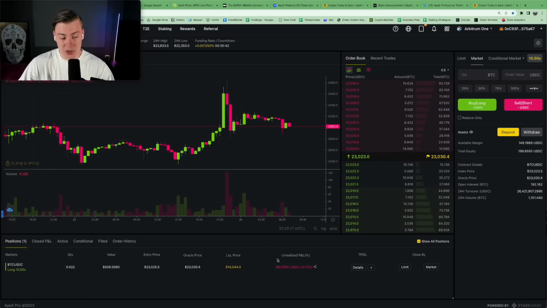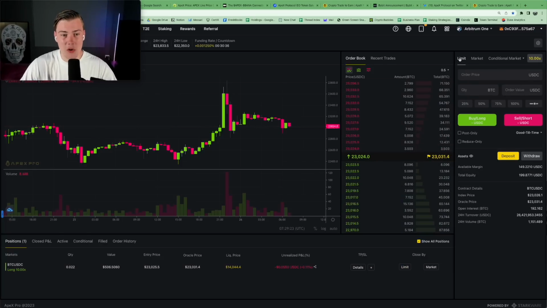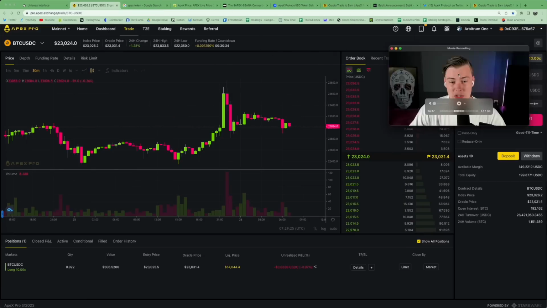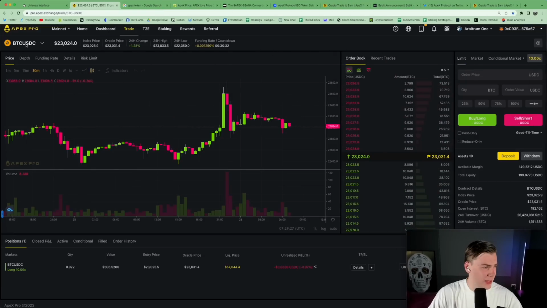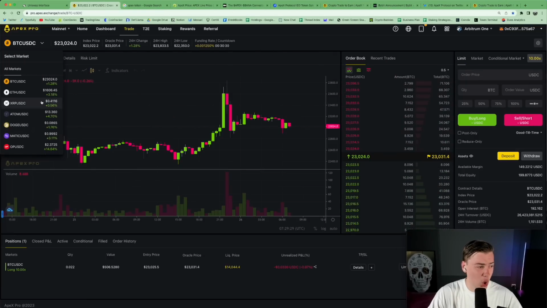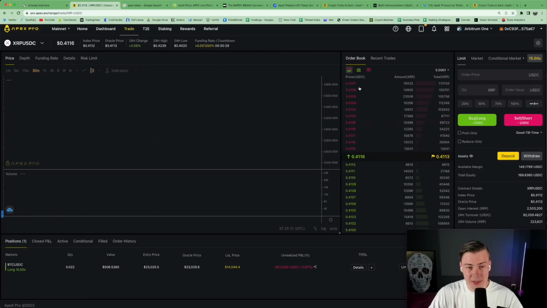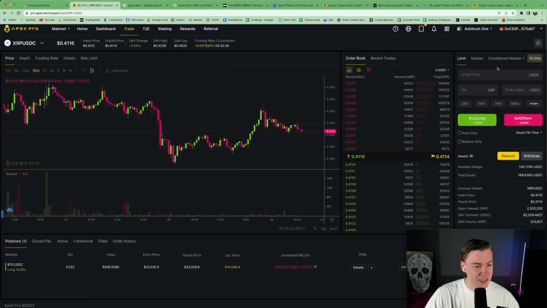So since I did a market order, the order is already long, but I want to show you what it's like to open a limit order as well. So you go over to limit. Let's say I want to use another coin now from their list of 7 coins. Let's say I want to short XRP. This is a funny one because XRP is a controversial coin. Some people love it, some people hate it.